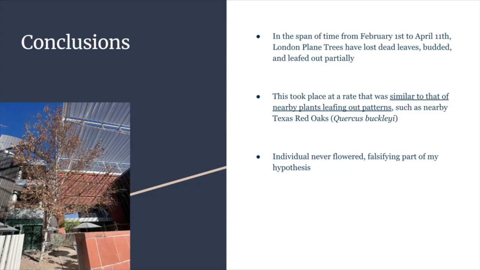Now, one thing that was interesting is this individual that I was studying never did flower. It falsified that part of my hypothesis, but that was okay. That was kind of interesting. Maybe the tree was just a little bit too young within its life cycle to flower, or maybe the current growing conditions were not suitable for it to feel the desire to flower.